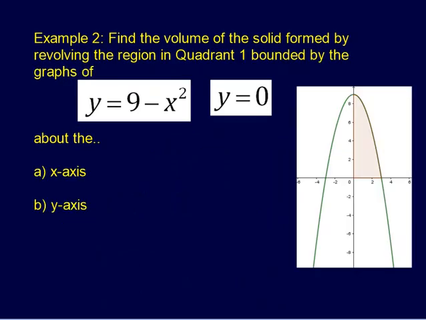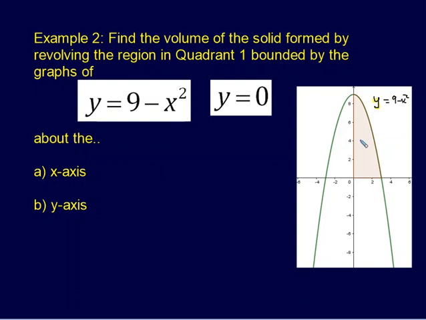On example 2, the second one we're going to do, we're actually going to rotate this one 2 different ways. First time we're going to rotate this region between y equals 9 minus x squared, and then here's y equals 0. And in the description of the problem, it says we're only going to draw and shade in quadrant 1, so I've used the y-axis as a boundary as well.